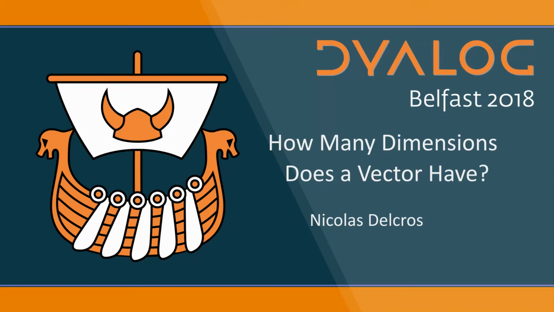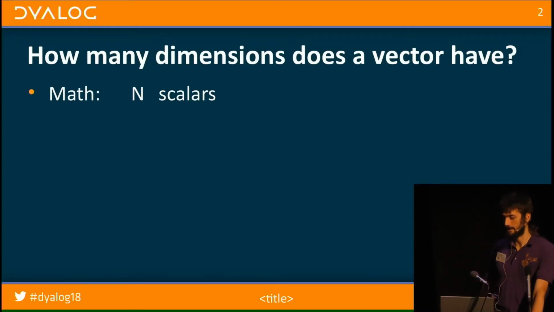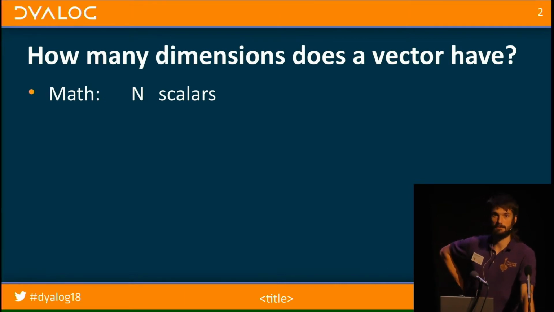Hi. So how many dimensions does a vector have? It's kind of a trick question. And I'm not going to give you the official answer. I'm just going to confuse you. Well, actually, here's the official answer. If you ask a mathematician, he will tell you the number of dimensions is the number of scalars.